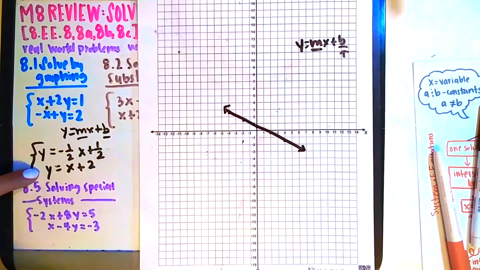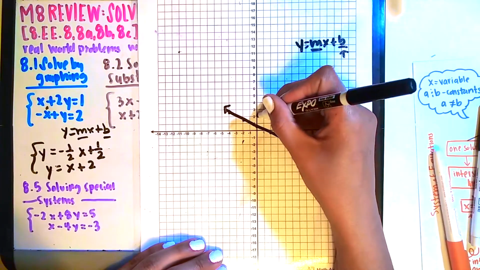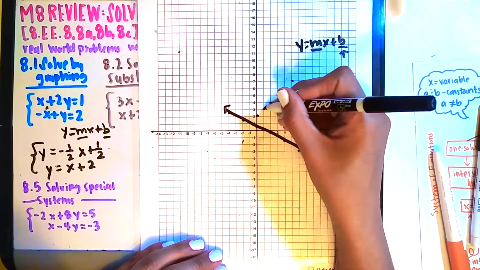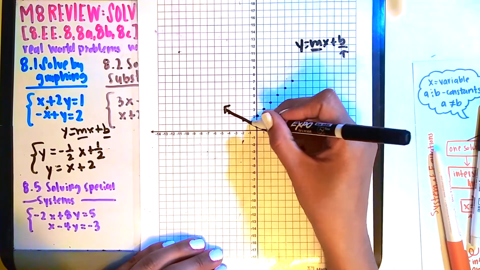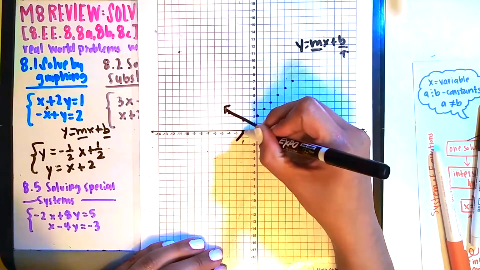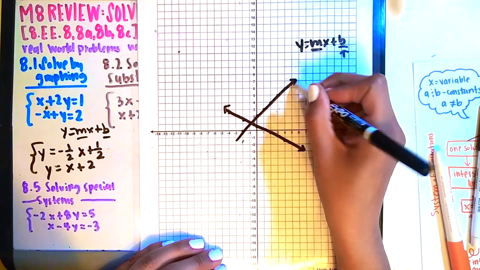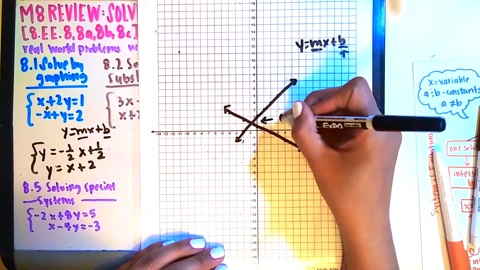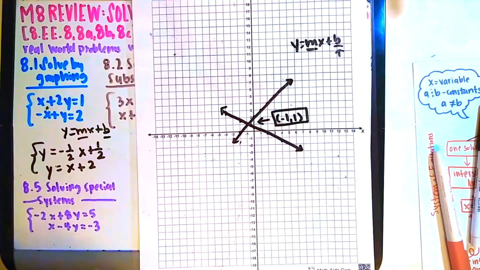And then I'm going to grab my second equation here. I'm going to start at 2 on my y-axis, and it has a slope of 1. So that will be that. 1 up, 1 over, 1 up, 1 over, 1 down, 1 over, 1 down, 1 over. So I already see the point of connection right there. This is the point of intersection. That is my solution, which is negative 1, comma 1. Okay, that's the point of intersection.